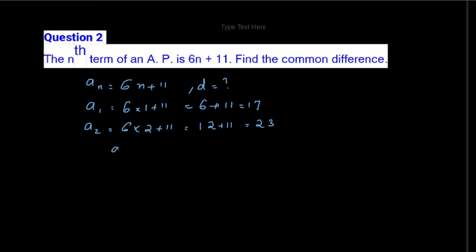So what is D? D is equal to A2 minus A1, that is 23 minus 17, which is 6. So the common difference is 6.